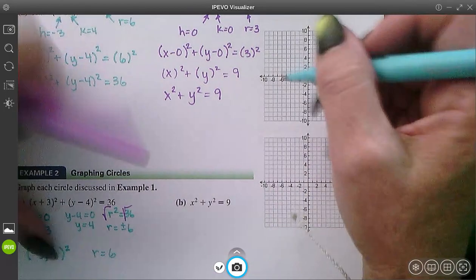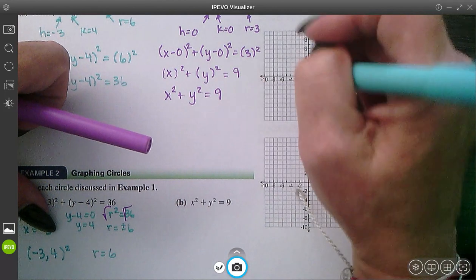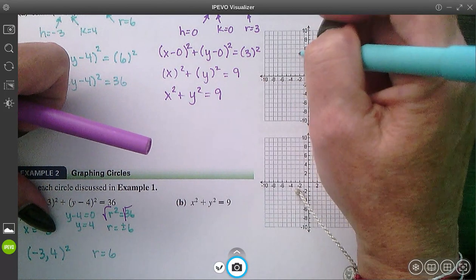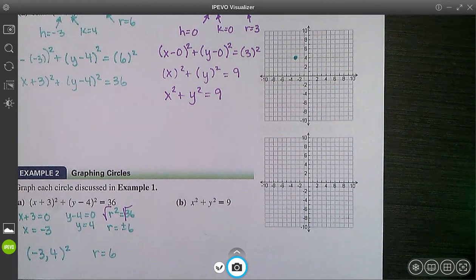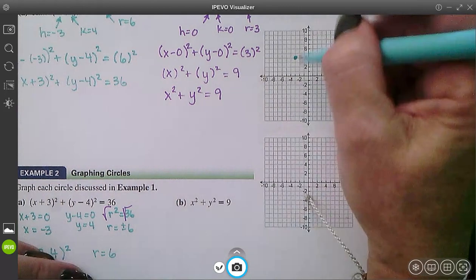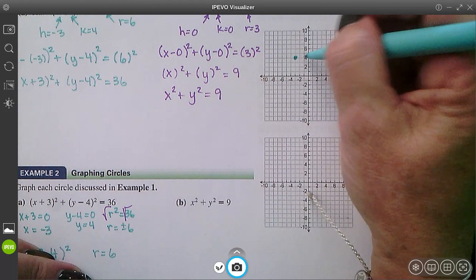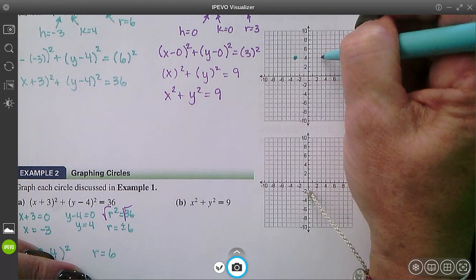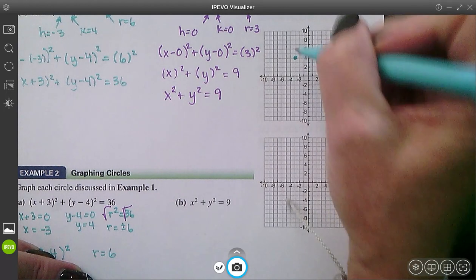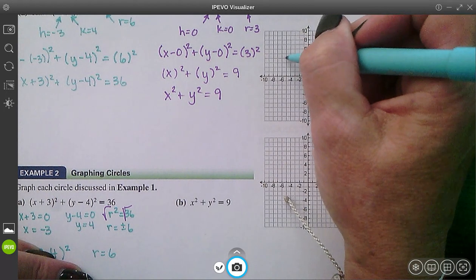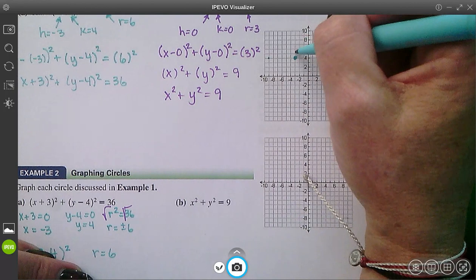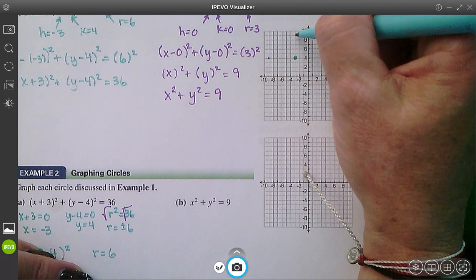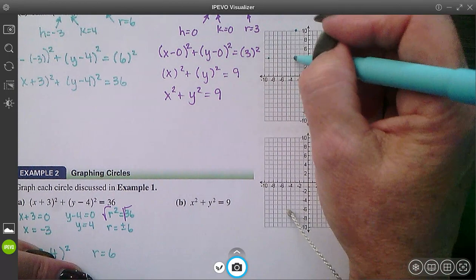So I will go to the point (-3, 4). 1, 2, 3, 4, right there. And then to draw a radius of 6, I'm going to count 6 away from the center to the right. 1, 2, 3, 4, 5, 6. Put a little dot. I'm going to count 6 away from the center to the left. 1, 2, 3, 4, 5, 6. Put a dot. I'm going to count 6 up. 1, 2, 3, 4, 5, 6. And I'm going to count 6 down from the center.